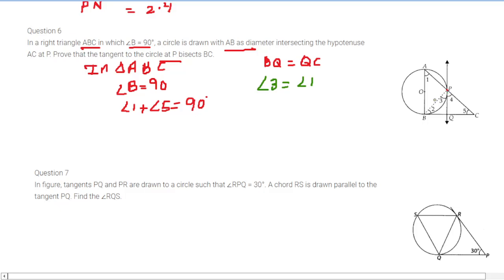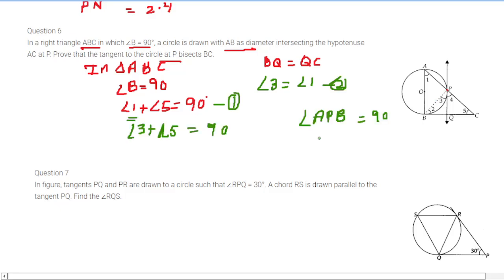And from equation 1 and 2, we can say that in place of angle 1 we can replace by 3. So we can say angle 3 plus angle 5 will be equal to 90 degrees. And also we know that angle APB, this is angle in the semicircle, so it will be 90 degrees. So angle APB will be 90 degrees.